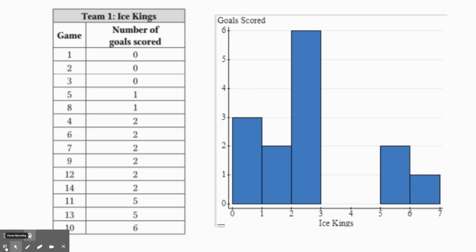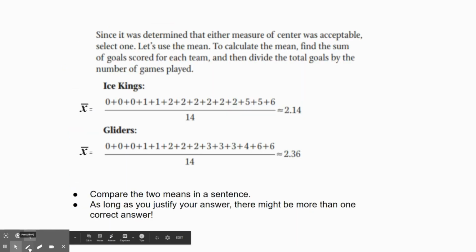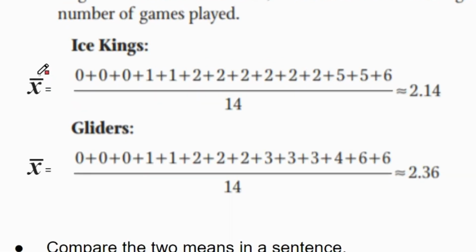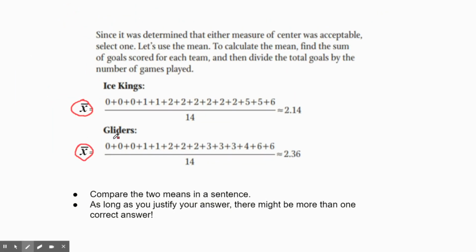Team number 1, the Ice Kings, the data looks pretty symmetric. Same with team 2. Since both teams have relatively symmetric data, we can use the mean, and then it would make sense for us to use the mean absolute deviation. The symbol for mean is this symbol right here. We call it x-bar. It stands for the average or the arithmetic mean. The mean number of goals scored for the Ice Kings was 2.14. The mean number of goals scored for the Gliders was 2.36.